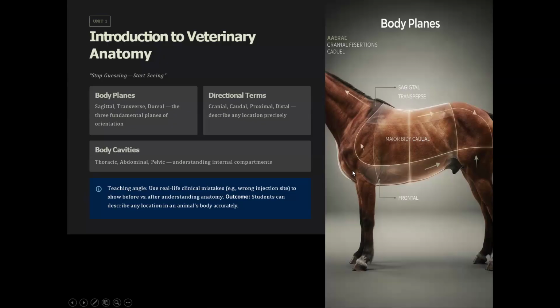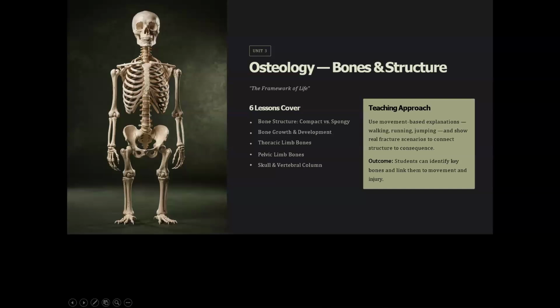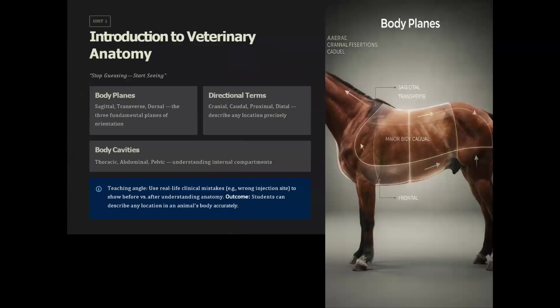Okay. Then we move into the directional terms. Yes. Let me go back. Okay. Yes, we move into the directional terms. So you see, what I was defining earlier on, we were talking about the three planes, and then I added one, which is the midline.